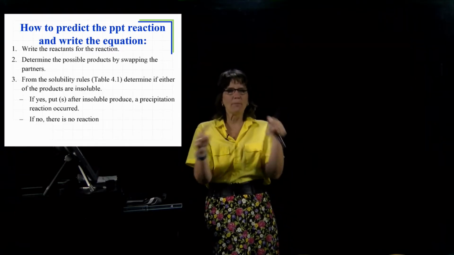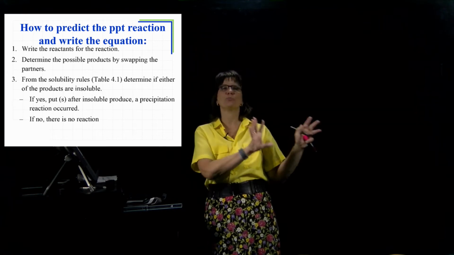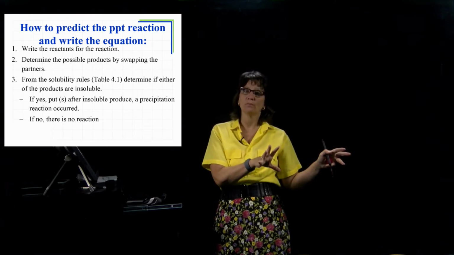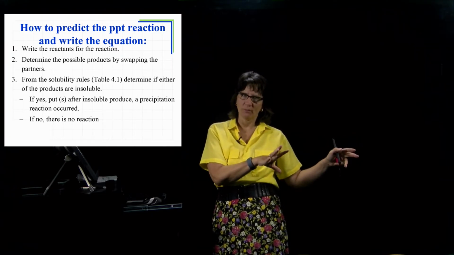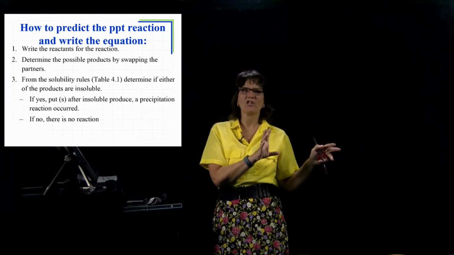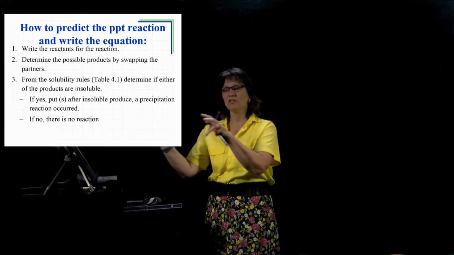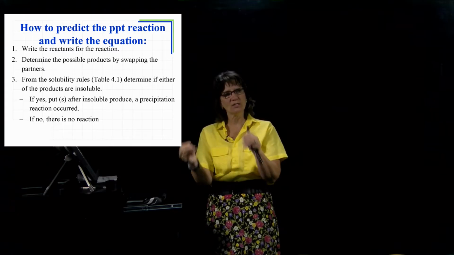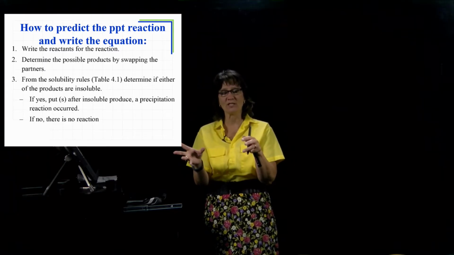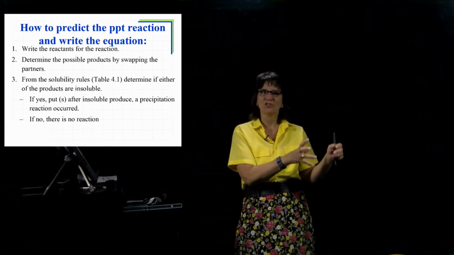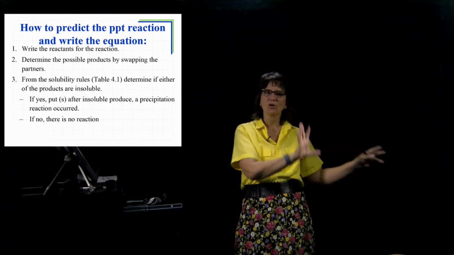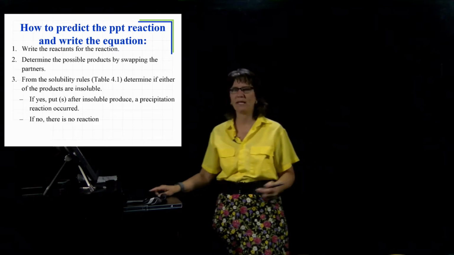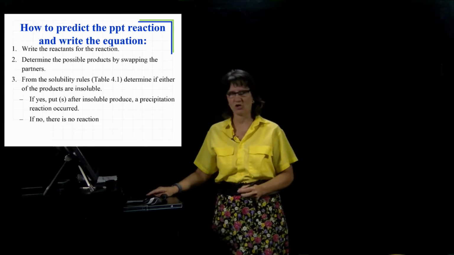If, after you do that partner swap and you're looking at those products formed, neither one of them is insoluble, they're both soluble, we could write (aq) after each of them. That means no reaction is taking place. The ions in the reactants were separate from each other and floating around in solution. The products are still soluble, so the cations and anions are all separate and floating around in solution. That means nothing at all is happening, and we could just write no reaction.